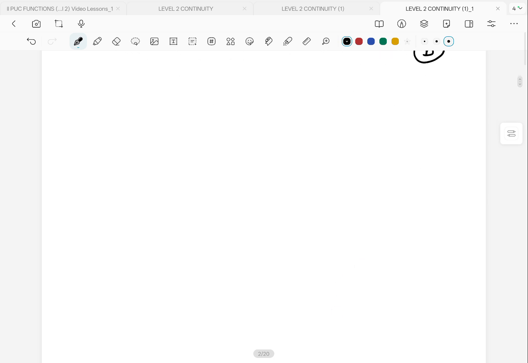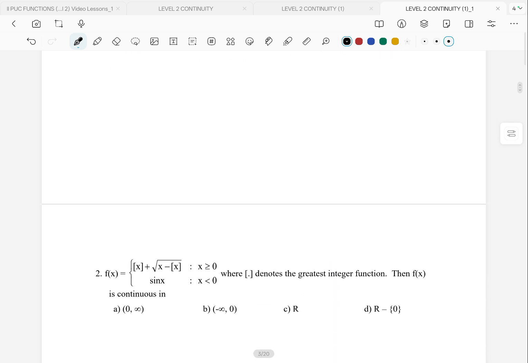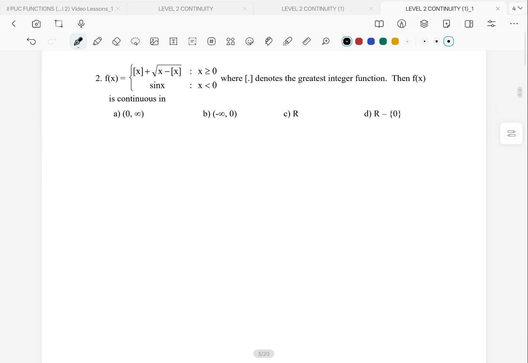Let's go to the next question. Question number 2. Look at the question number 2. f of x equal to step x plus root of x minus step x for all x greater than or equal to 0, sin x for all x less than 0. You need to check the continuity of the function f of x.